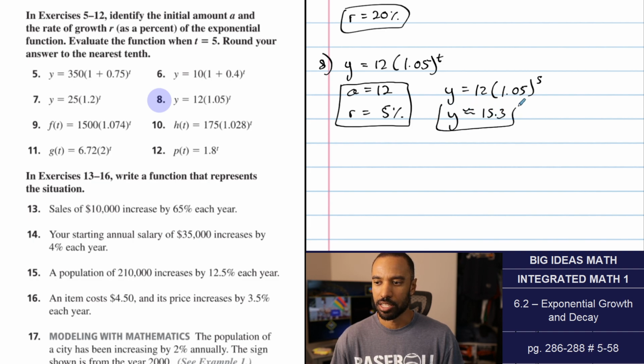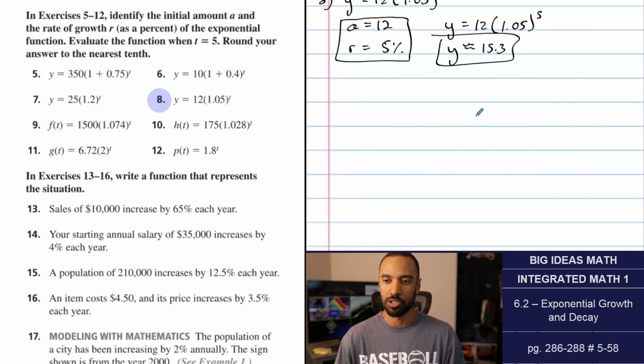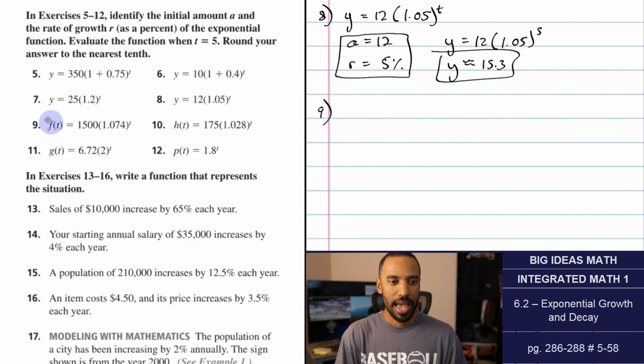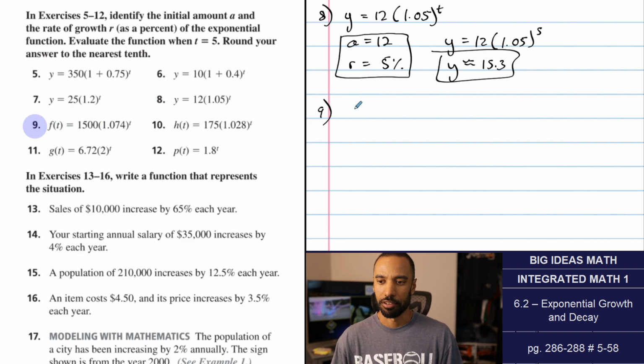And again, these are non-contextual. We have no units to speak of here, so they say round to the nearest tenth. We'll have to take their word for it. Clean gospel. F of t. Does that change something in comparison to y? No. It's still a function.